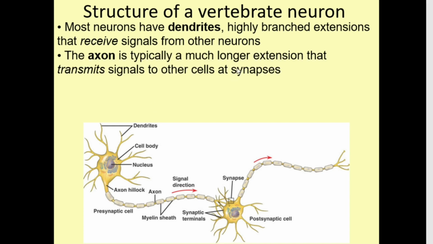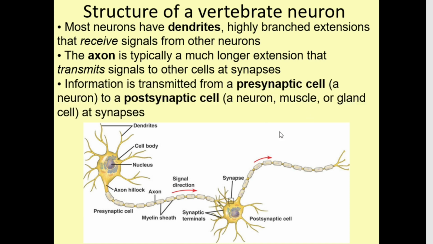The axon is typically a much longer extension that transmits signals to other cells. So the axon is this long bit that looks a bit like a tail, and it is this part of the neuron that is sending the nerve impulse, or what we properly call an action potential. So an action potential is the correct term for a nerve impulse, and the action potential starts here at the axon hillock, and then it will travel along the axon down to what we call a synapse. So a synapse is a connection between a neuron and a postsynaptic cell.